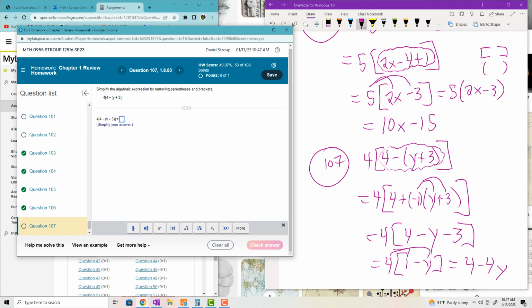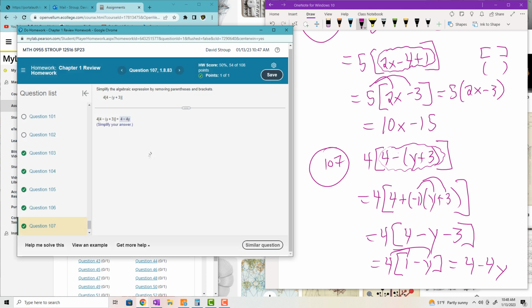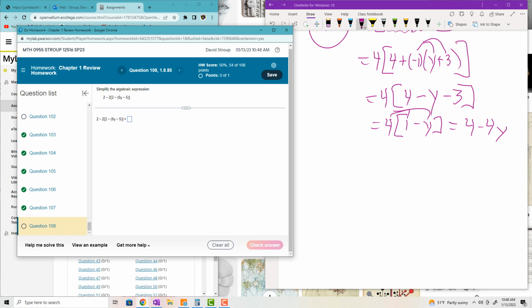Let's see if that's right. Make sure I'm not misleading you. 4 minus 4y. Yay. Is this the last problem? Wow, that one looks really hard. So let's try that one.